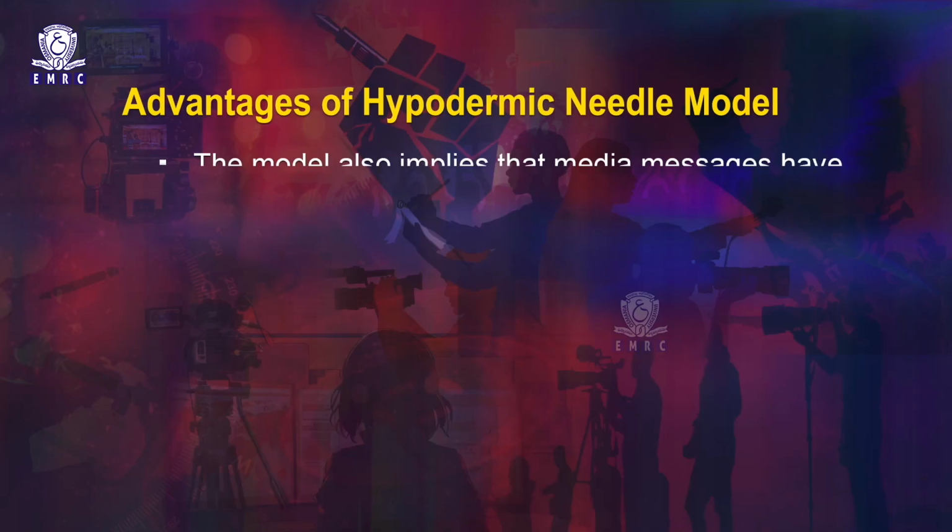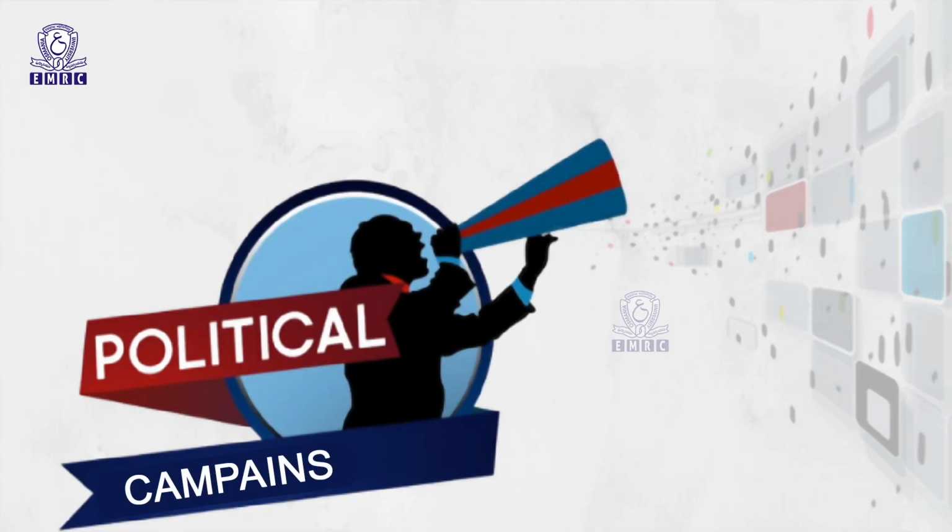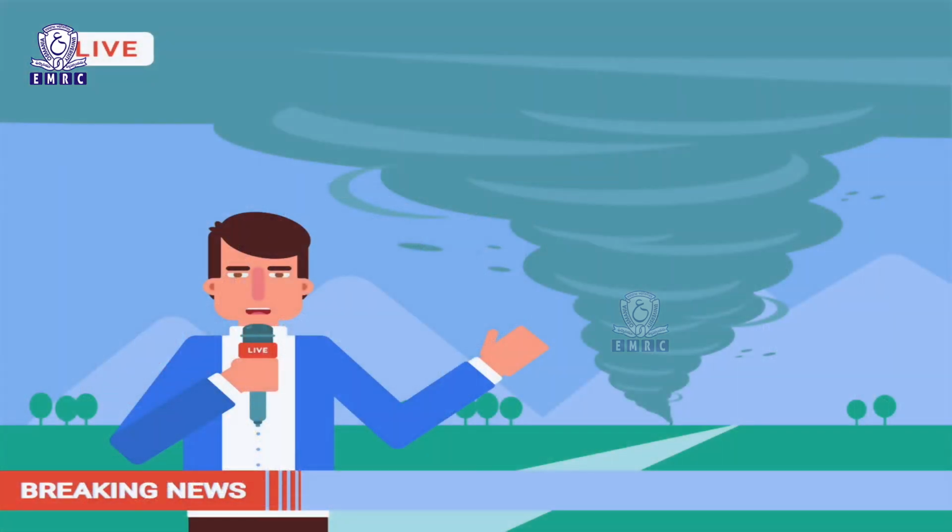If the audience are portrayed as passive recipients, propagandists may find it easier to shape public opinion without encountering significant challenges. The model also implies that media messages have a quick and uniform impact on the entire audience. This can be advantageous in situations where a rapid and widespread dissemination of information is required, especially in the context of political campaigns or crisis management.